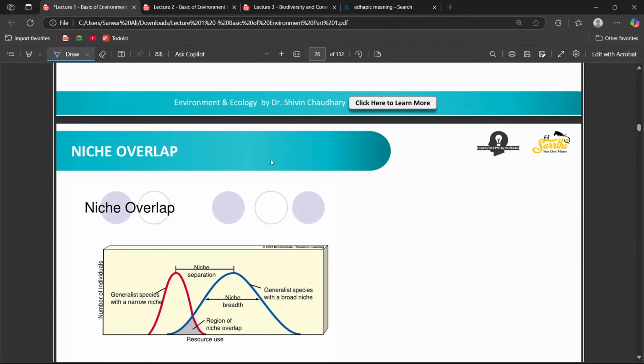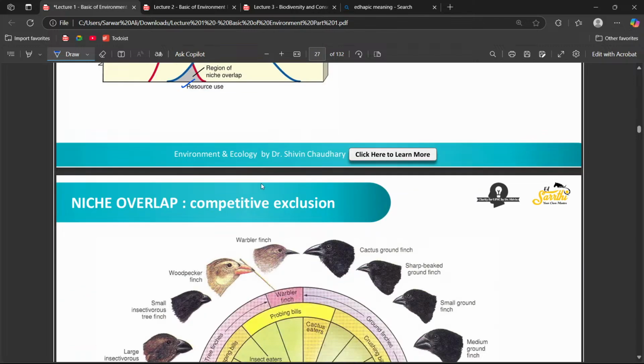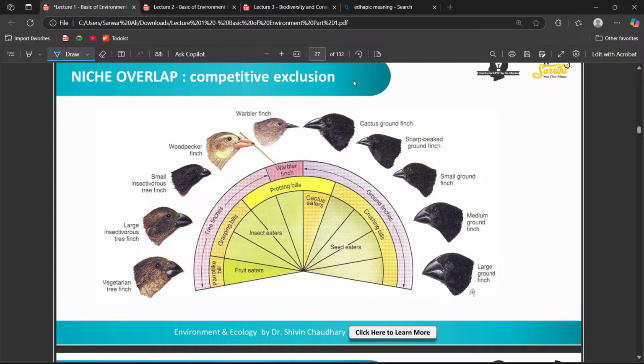Let's say this is a niche overlap. Generally there are species with a narrow niche and species with a broad niche. Some will have a broader niche, some will have a smaller niche. This is the niche separation and there is a niche overlap. We will see niche overlap or competitive exclusion over here. All these birds are from the same finch family. Now you will see how the niche is divided amongst them, how sub-niches are created from within the niche.